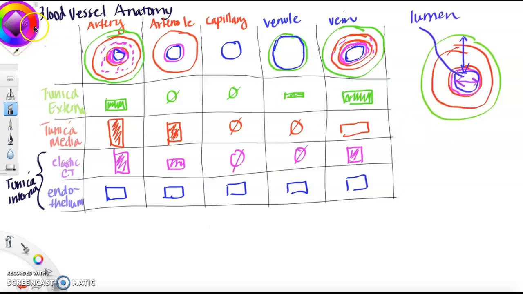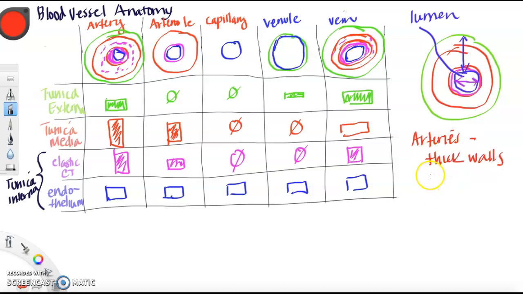So arteries are going to have really thick walls. They're not pumping, but they're constricting, and they're moving blood around. So they're going to have thick walls and a smaller lumen. The diameter of their lumen is not going to be all that large.